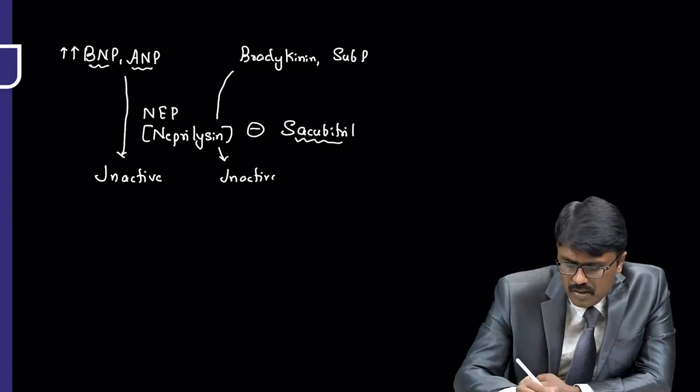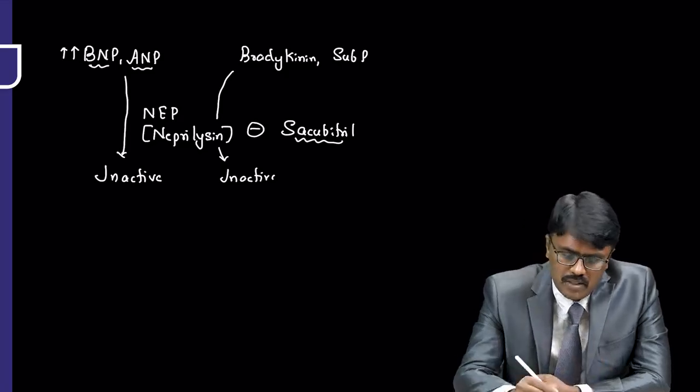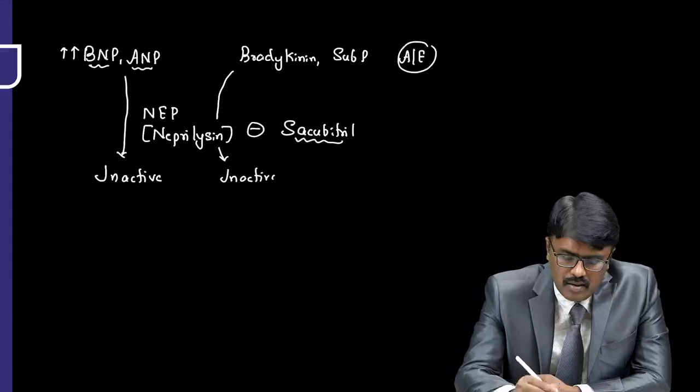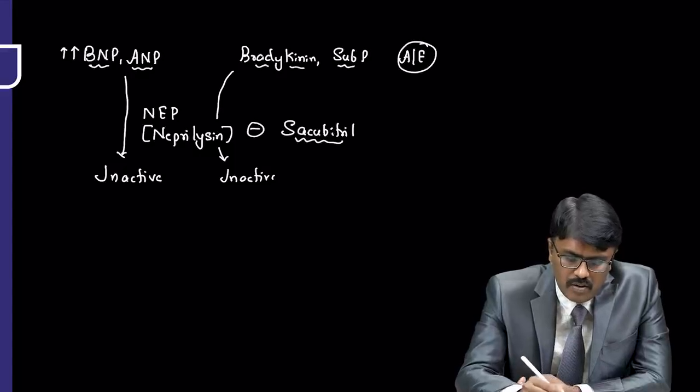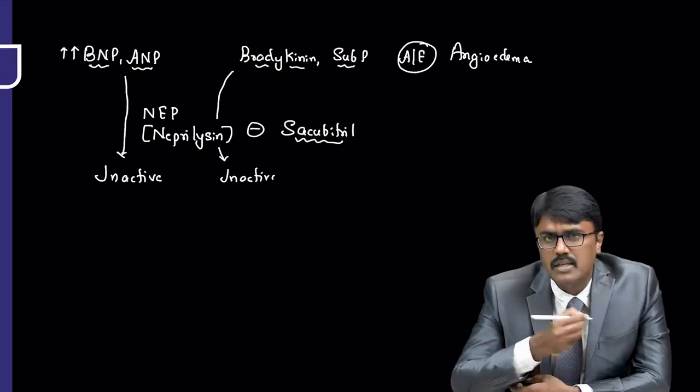So when we use sacubitril, what is the risk? Can you take a guess? When I use sacubitril in a patient, what is the risk I am going to take? What is the adverse effect I am going to see? These bradykinin and substance P are not broken down, so the patient may develop angioedema. So there is a risk of angioedema like ACE inhibitors.